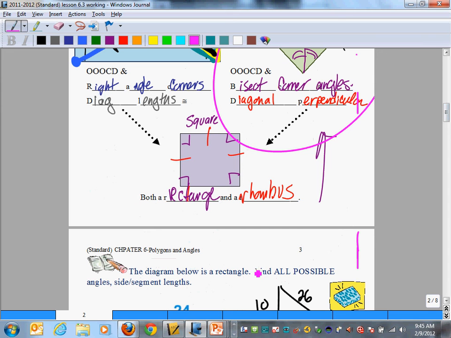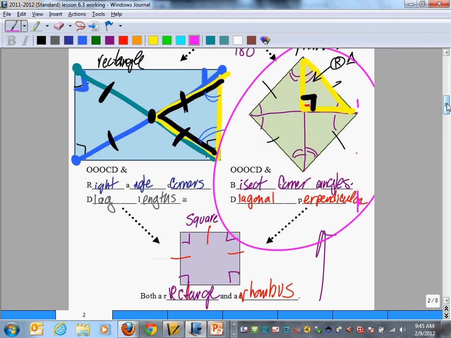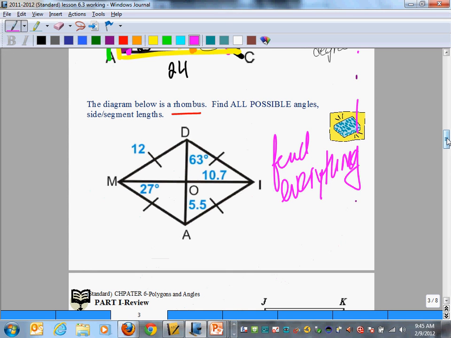The midpoint and Guys, look up here. The 10.7 is only from here to here, the yellow, and the 5.5 is only from there to there. The 63 is right here. The 27 is right there. All right, that's it. You guys are done. You only get one shot at this. Sure?